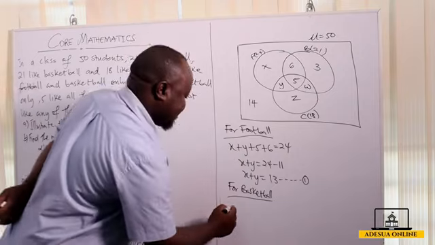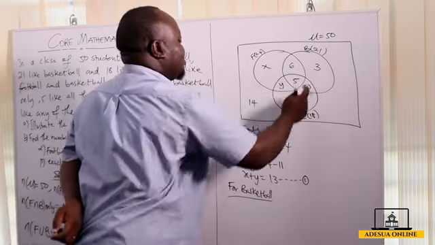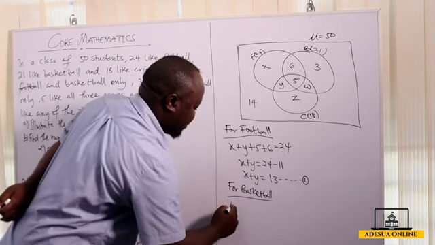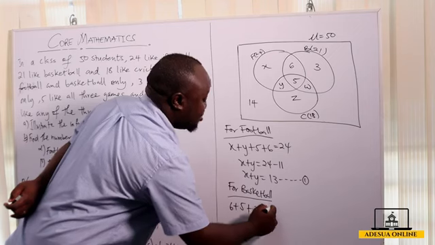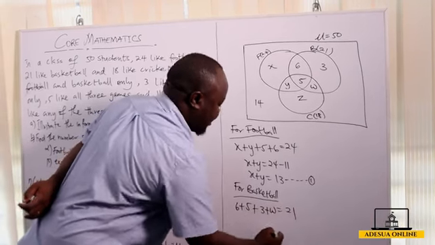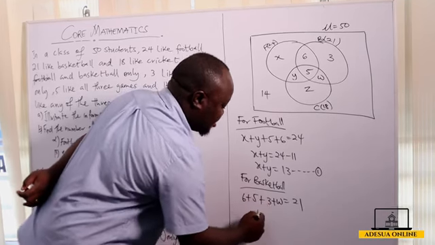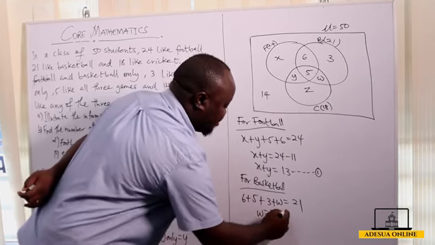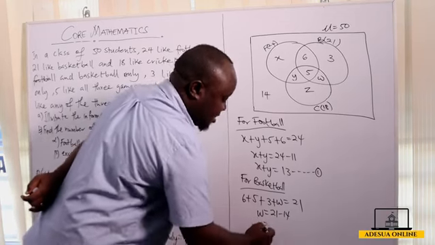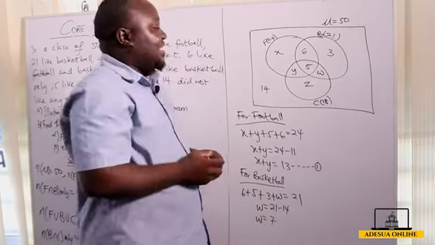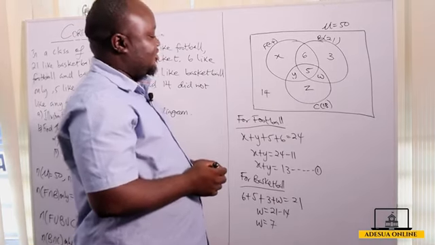For basketball, we can also say that everything in that circle of basketball should be equal to 21. So we have 6 plus 5 plus 3 plus W equal to 21. 6 plus 5 is 11, plus 3 is 14. So W is equal to 21 minus 14. So our W is equal to 7. Now, since our W is equal to 7, we are getting the exact value of W.